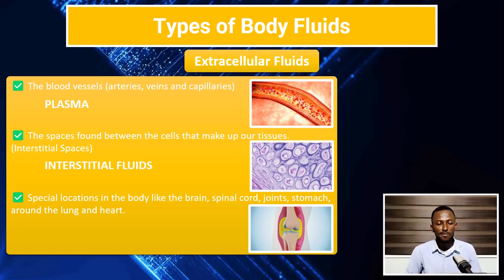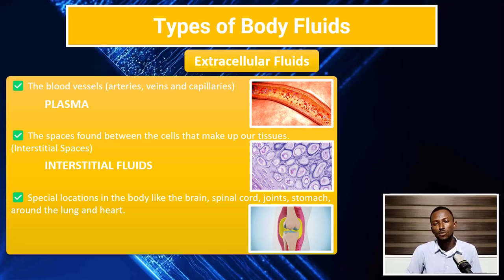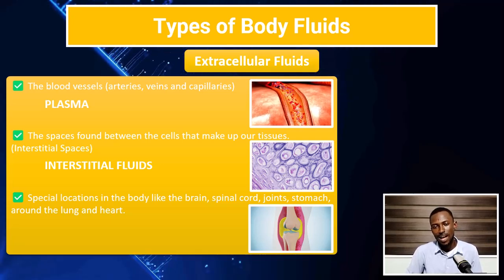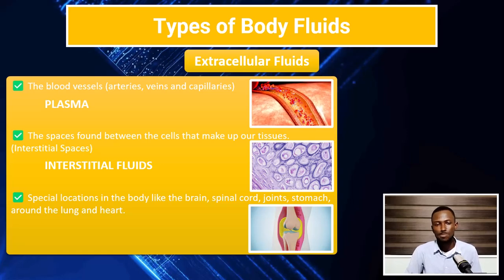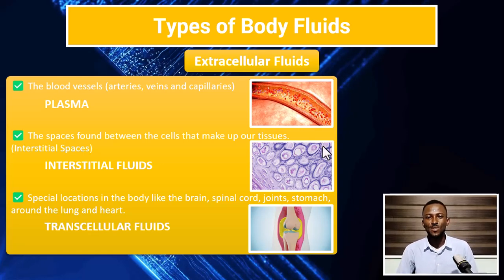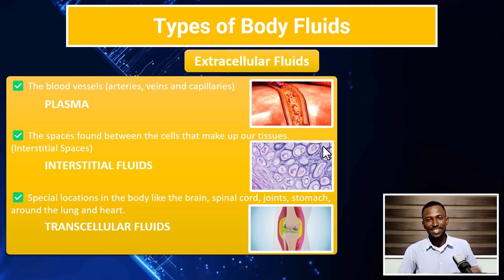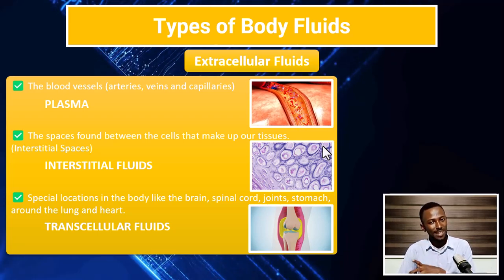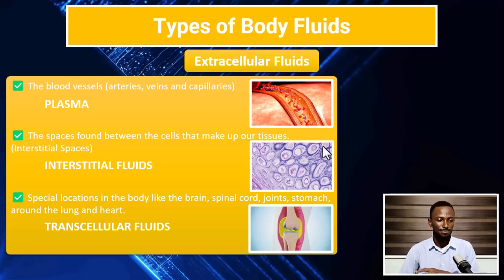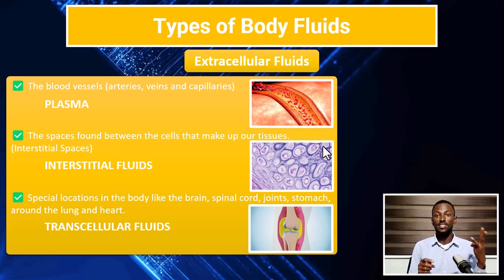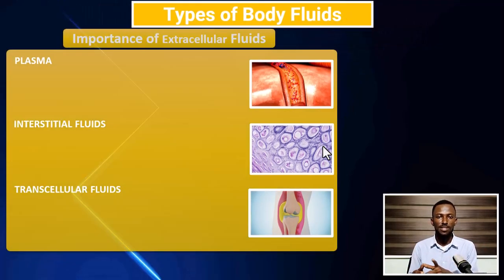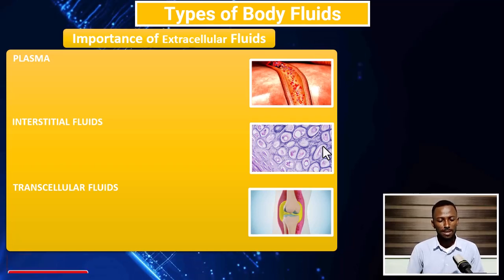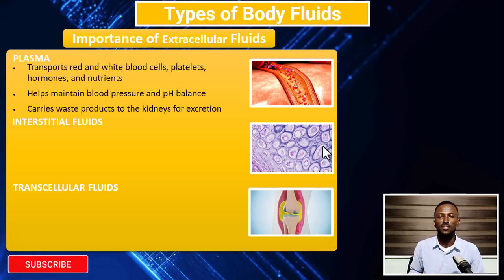Then we have interstitial fluids. So interstitial fluids are fluids or body fluids found in interstitial spaces. Then we have the last one known as transcellular fluids. These fluids are stored in specialized spaces in the body. So now we have three transcellular fluids. How important are they to the human body? Let's take time to look at the importance of each of them. So for the first one, the blood plasma. Here are some of the importance of blood plasma.